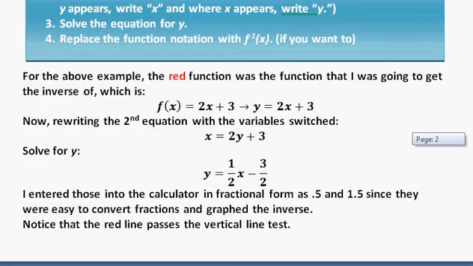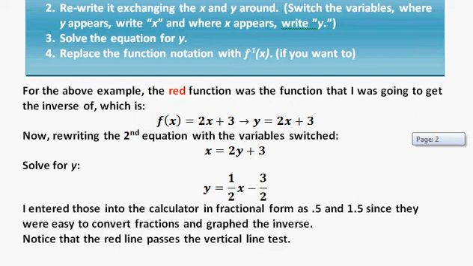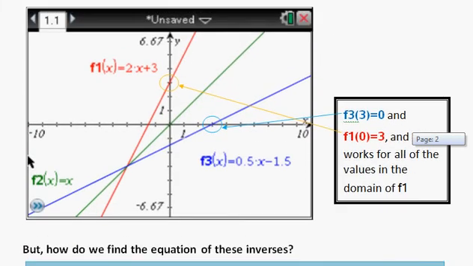So if I had come up with something that I could not convert very easily, I would have just typed the actual fraction in. Now notice that the red line passes the horizontal line test. Here's the horizontal line test. If I take a horizontal line and draw it straight across, like the x-axis, and move it up and down along that line and find how many times it would cross that red line, it would only cross it in one point because it's a straight line. If that's the case, then it's called passing the horizontal line test.